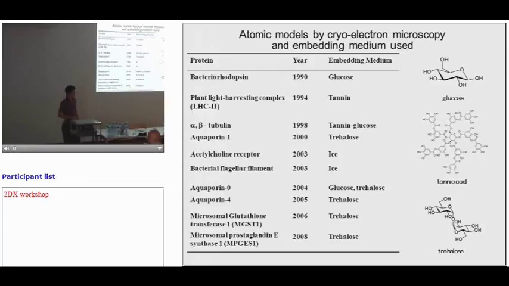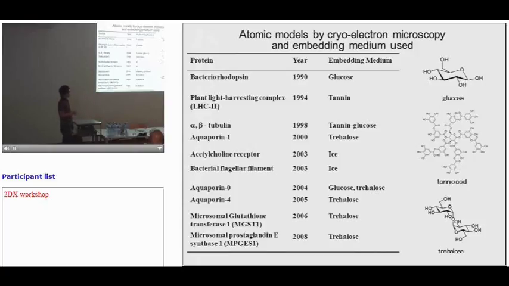So far, 3 different media have been used. Glucose is used for bacteriorhodopsin. For LHCII, tannic acid is used. Tannic acid is a glucose derivative which has a lot of phenol groups, so it's weakly acidic. So it is neutralized before use. And for alpha-beta tubulin, tannic acid was also used in combination with glucose.